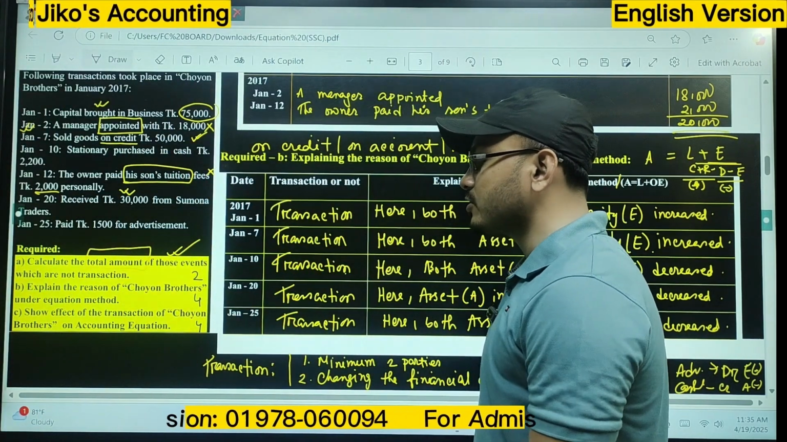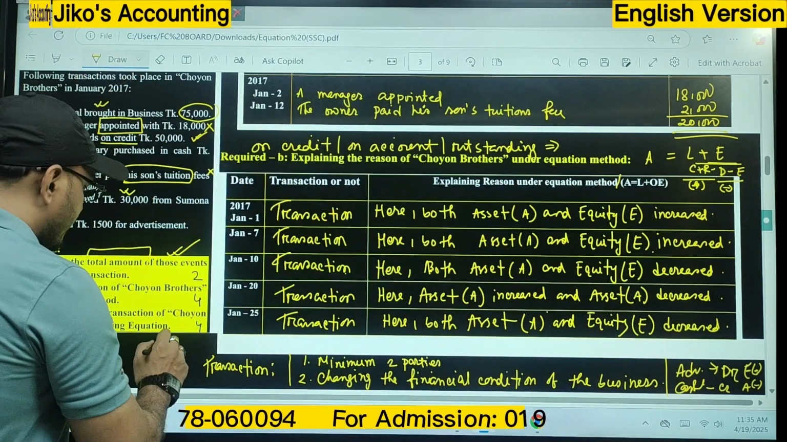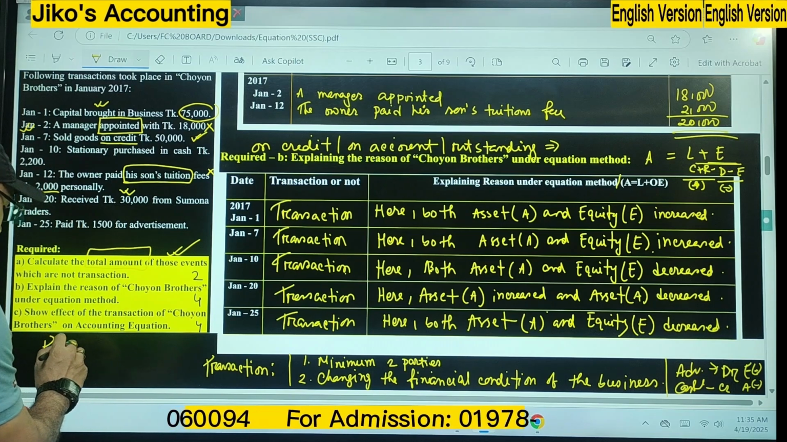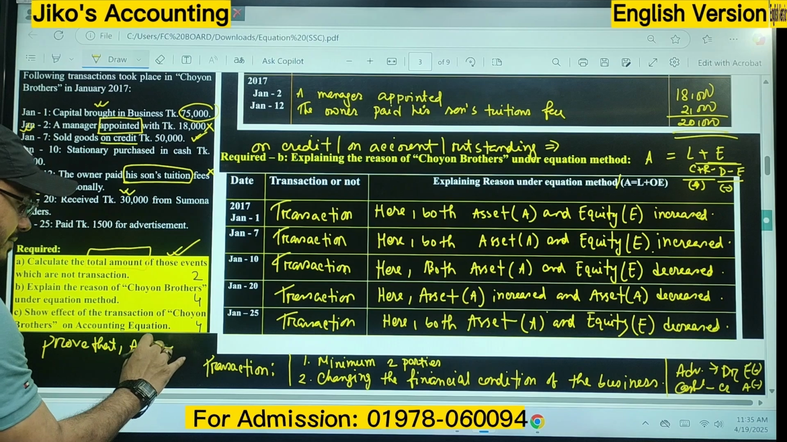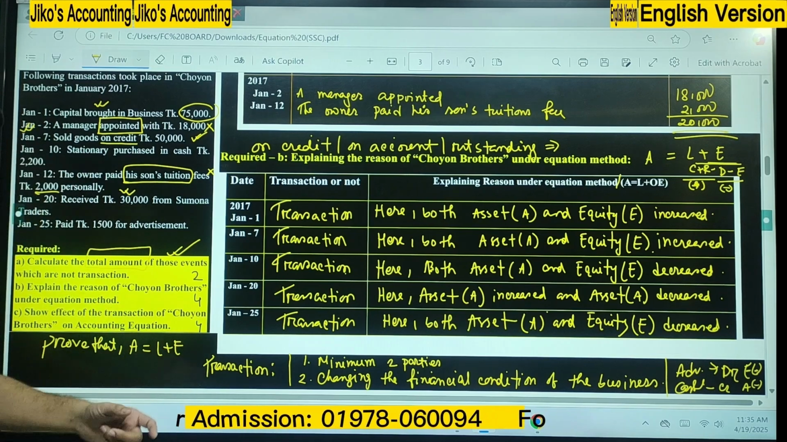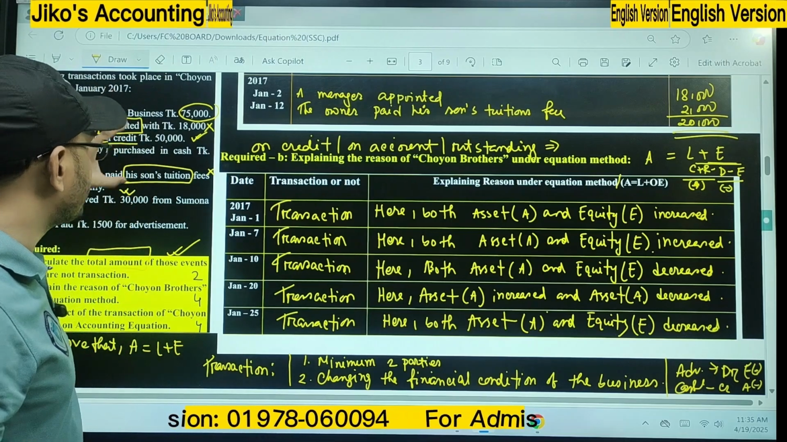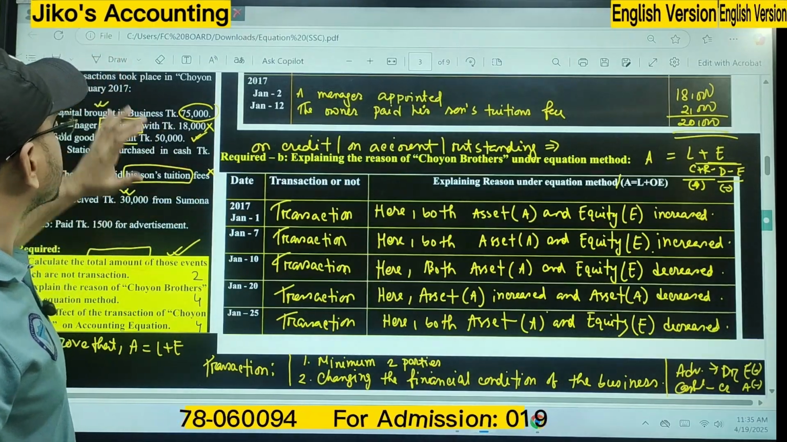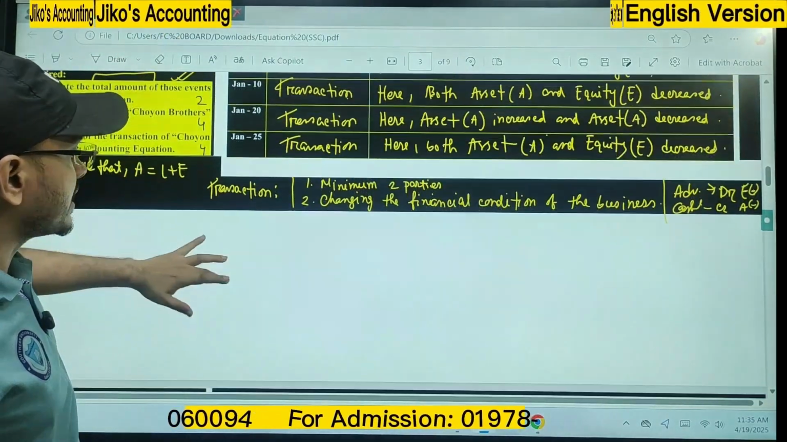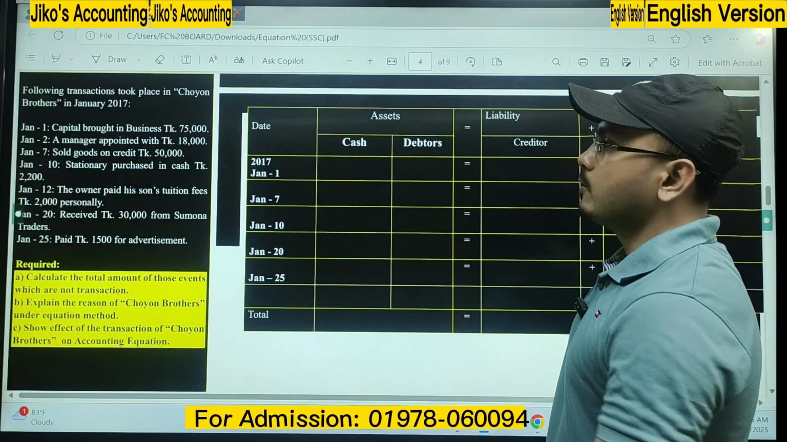Show the effect of the transactions of Chowan Brothers on the accounting equation. It is also synonymous, if you have been told like that, with prove that A equals L plus C or OE. You have to make a tabular format. You also have to figure out what the elements of the assets are and what the elements of the liability are. Then make a table like this. So, according to our requirement, we should move to our third requirement. Is it okay, sir? Okay.